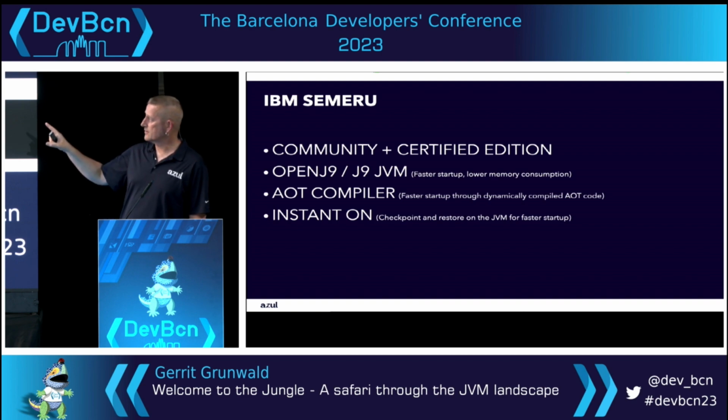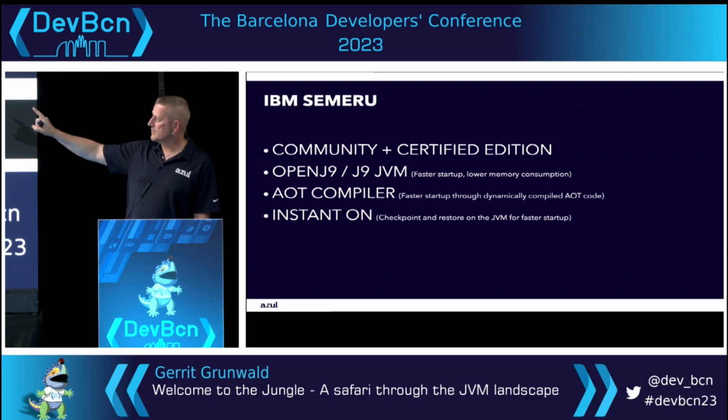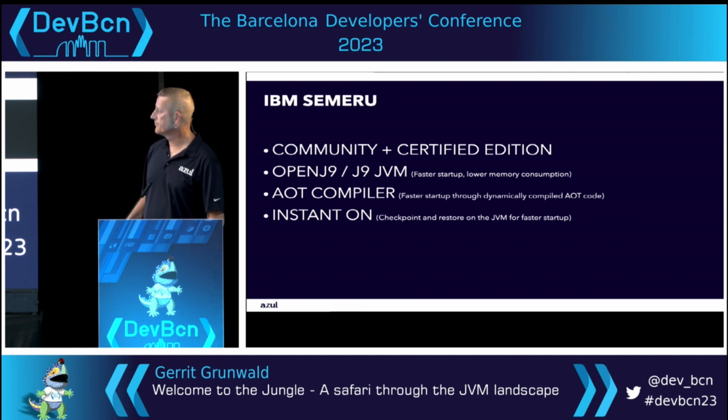They have Instant On, which is exactly the same as CRaC. They just name it Instant On, and they do exactly the same. They have a different API, and the reason why there's a different name and everything is because the JVM is not based on OpenJDK, right? So if there are features in OpenJDK, they have to implement it again and usually they give it a different name.